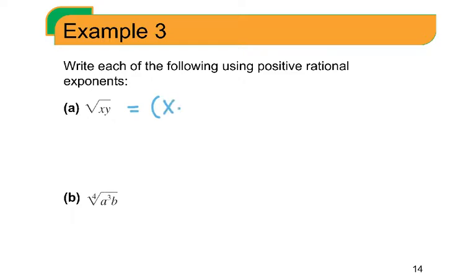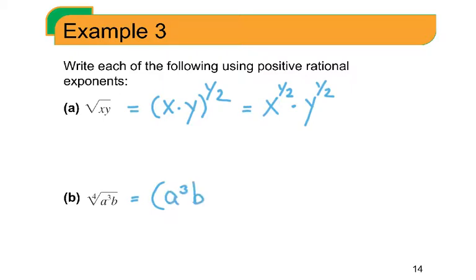First, you might start by writing it as xy to the 1/2 power. But we want to go a little further than that. We are going to write it as x to the 1/2 times y to the 1/2 power. Now, let's see. This is a cubed times b to the 1/4 power. Do you agree? Now get rid of your parentheses. So this would be a to the 3 times 1/4, which is 3/4, b to the 1/4 power.